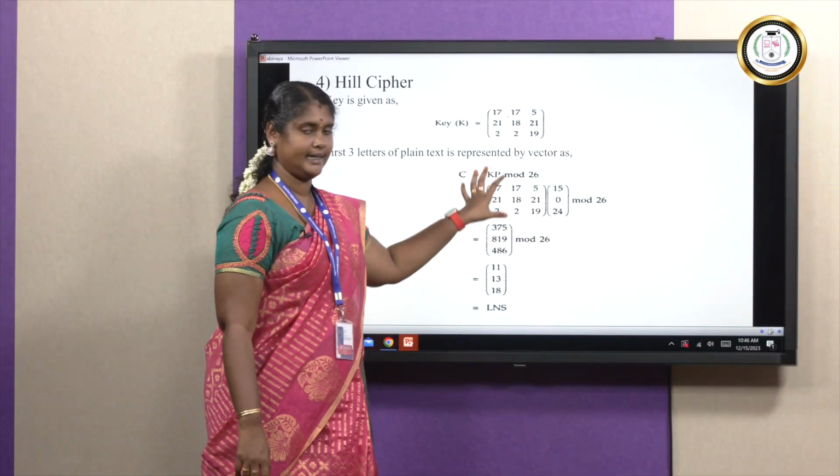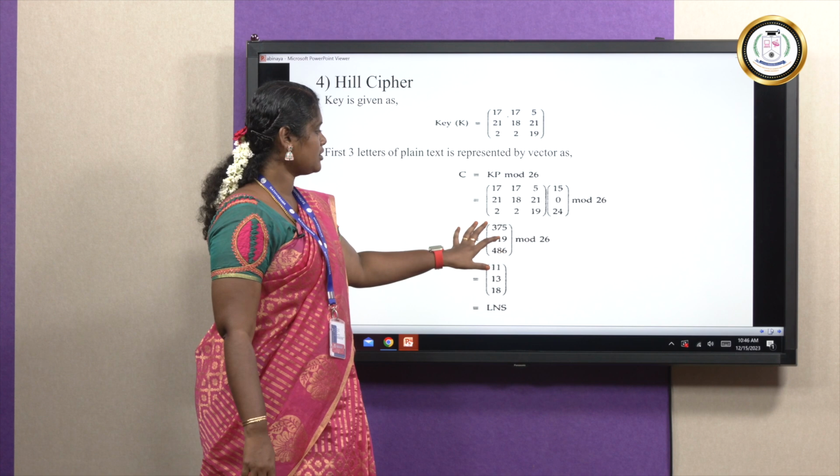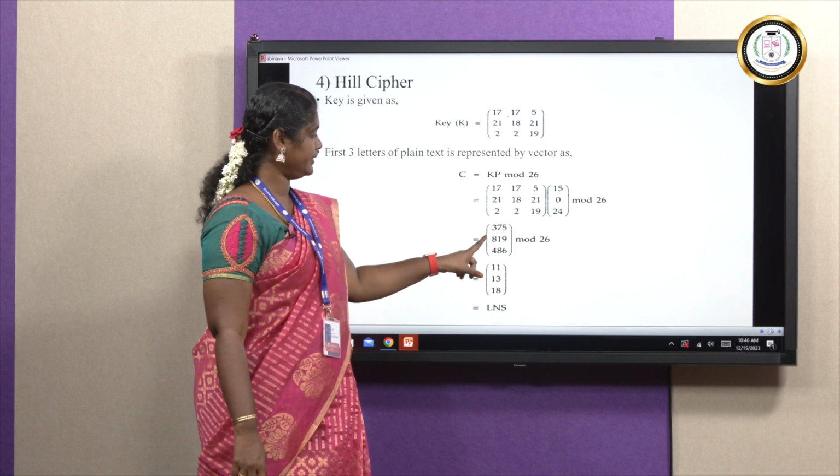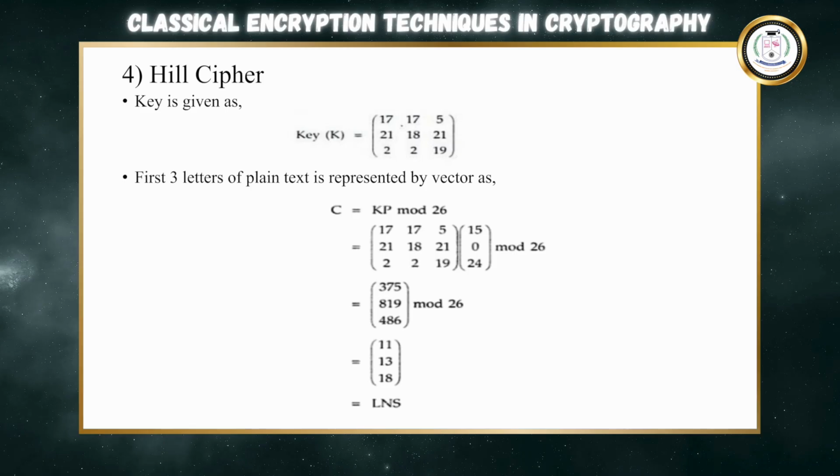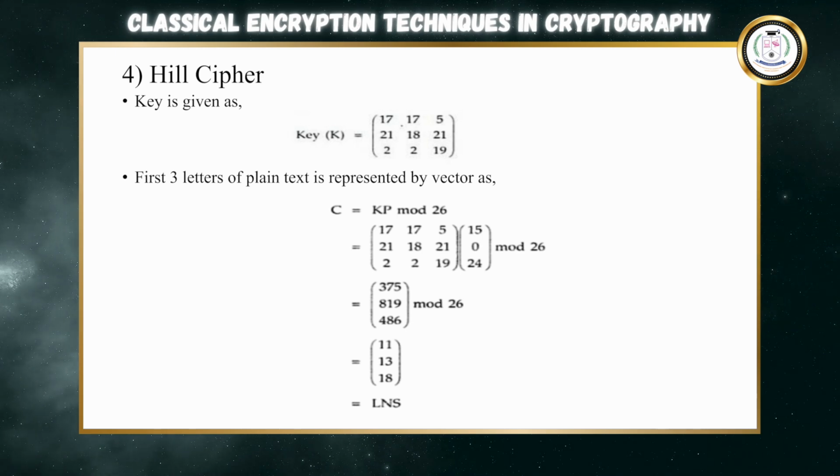So we need to do a matrix multiplication here. After that we are receiving the answer as 375, 819, 486. So we need to take a modulus of 26. We know what modulus means? We need to take the remainder value. So the remainder values we are receiving are 11, 13 and 18.